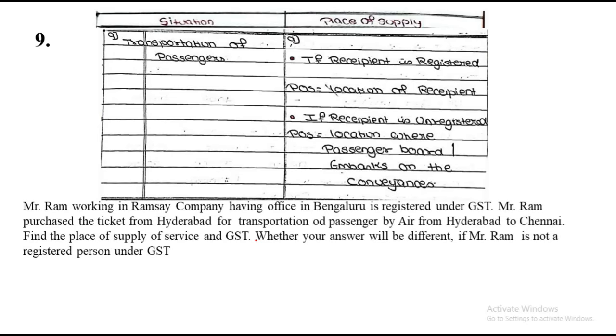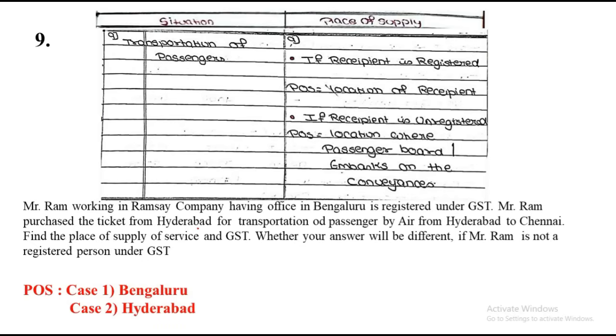In our first case, if he is registered, his registration is in Bangalore, so his answer will be Bangalore. But if he is not a registered person, he has taken the ticket from Hyderabad for transporting, so Hyderabad will become his place of supply. The first case will be Bangalore, the second will be Hyderabad.